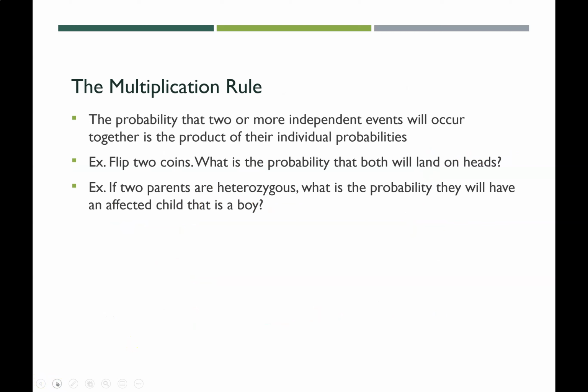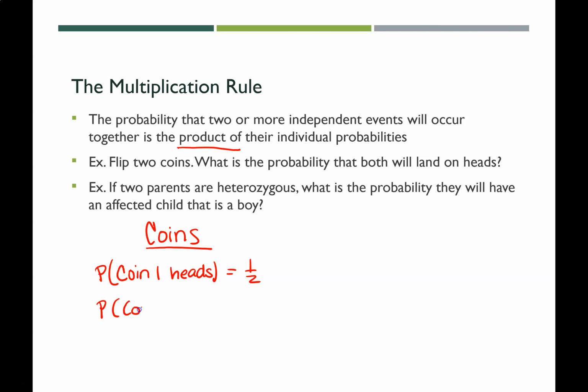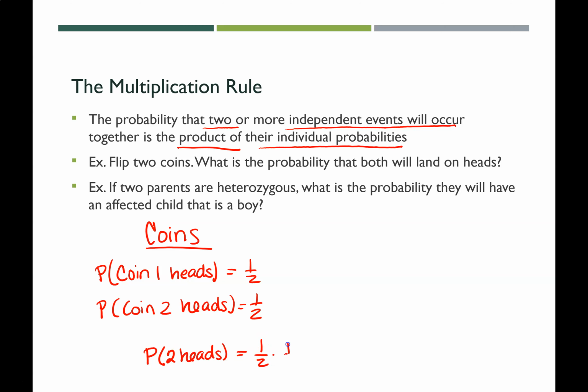So, the multiplication rule says the probability that two or more independent events will occur together is the product of their individual probabilities. So, let's flip two coins. What is the probability that both will land on heads? Well, the probability of coin one on heads is one half. The probability of coin two on heads is one half. So the probability of two independent events occurring together is the product of their individual probabilities. So the probability of two heads is going to be one half times one half, which equals one fourth.